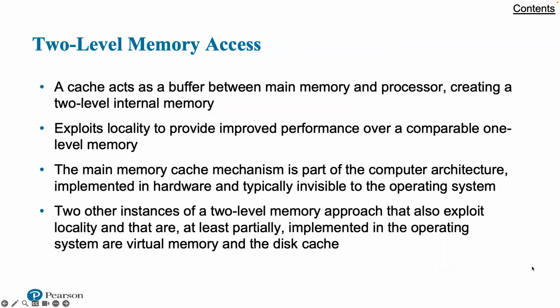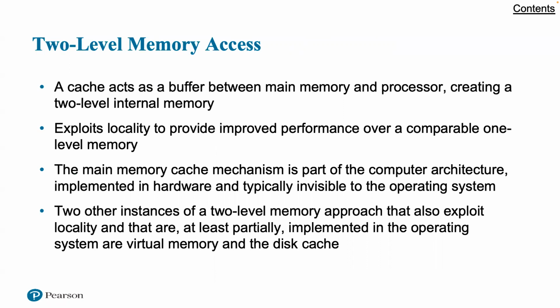For two-level memory access, in this chapter, reference is made to a cache that acts as a buffer between main memory and processor, creating a two-level internal memory. In the simplest case, rarely implemented in modern systems, there is a single level of cache to interact with main memory. This two-level architecture exploits locality to provide improved performance over a comparable one-level memory. The main memory cache mechanism is part of the computer architecture, implemented in hardware and typically invisible to the operating system.